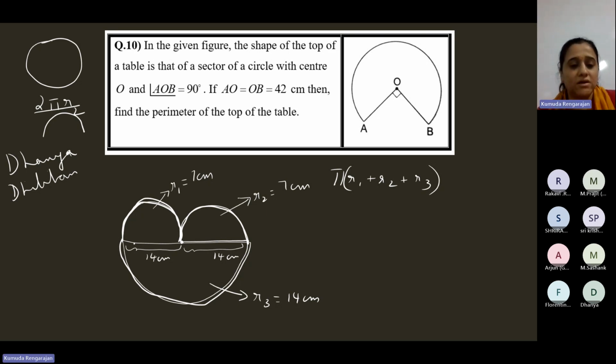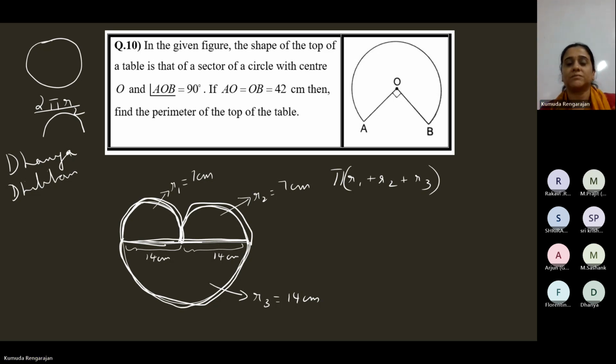You should not add this line segment, because when it's perimeter, you're just going along the boundary. Whatever line segments or arcs you have on the boundary, only those lengths you should take into account. So when you're going on the boundary, don't get into the figure. On the boundary, one arc, which is a semicircle, another arc, which is a semicircle, and another arc, which is also a semicircle, and you come back to the starting point. So it's pi r everywhere. So pi r1 plus pi r2 plus pi r3.